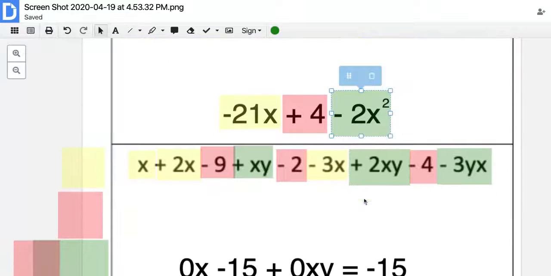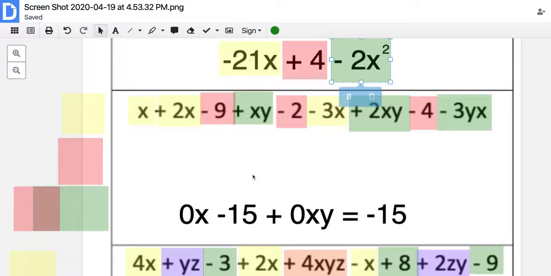Okay. And again, I cannot combine the negative 21x and the negative 2x squared, even though they have the same variable. This one has an exponent of 2 and this one has an exponent of 1, so I cannot combine them. The next problem, my like terms, so make sure you color code them.